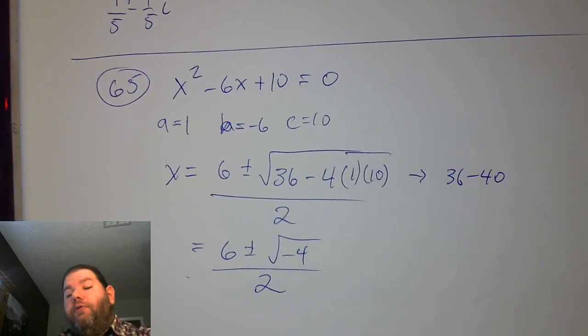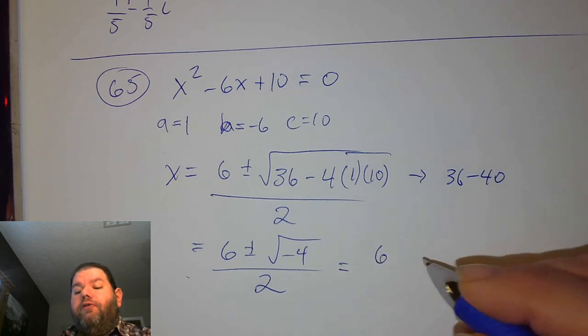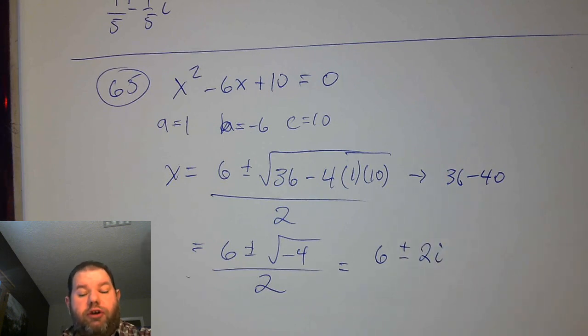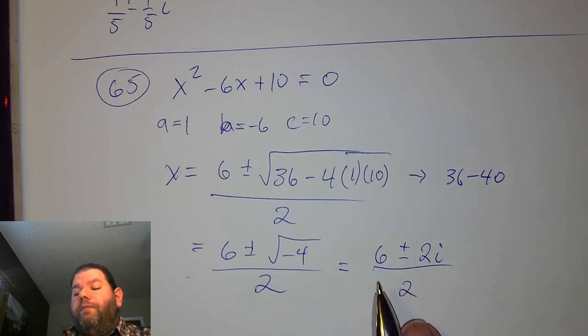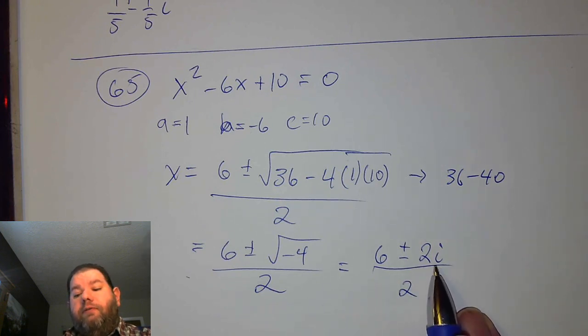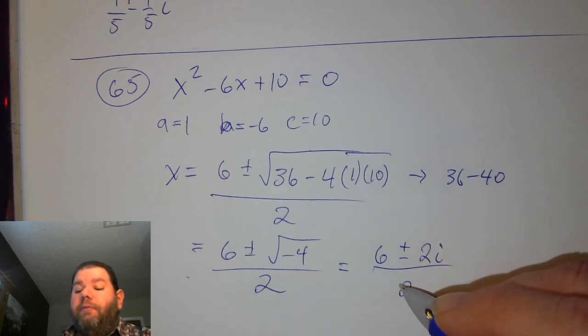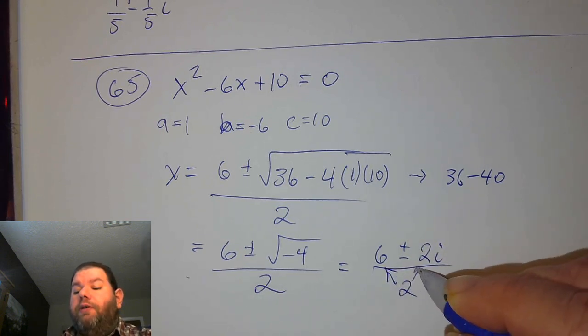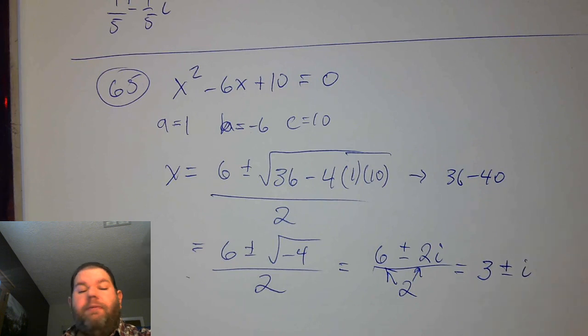And so from there we can take the square root of negative 4. We know the square root of 4 is 2, but since it's negative, we will have an imaginary number, so 2i. Now, we've completed the square root, we've gotten rid of it, we've resolved that. Now our 2 on the bottom has to divide into both of these numbers on top. So this would make it 3 plus or minus 1 times I, or simply I.